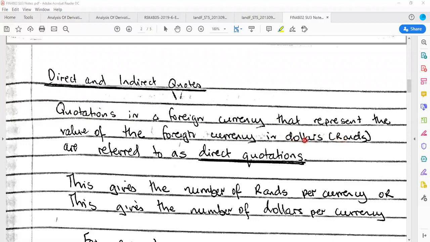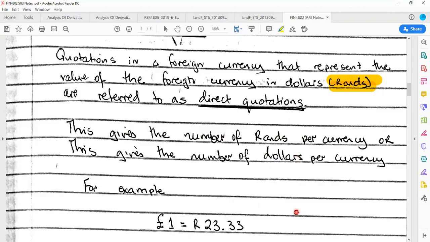Dollars if you're an American bank, rands if you're a South African bank, but you know that most international banks use dollars. So let's say we want to quote how much a foreign currency is worth in our domestic currency. We call that a direct quotation. So a direct quotation, if we're a South African company, gives the number of rands per currency. Or if you're an American or international company, it gives the number of dollars per currency.